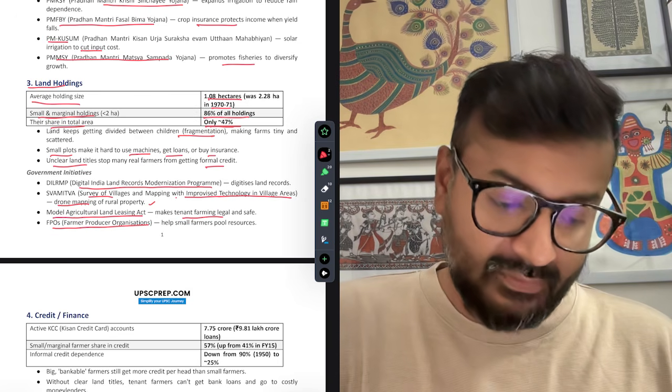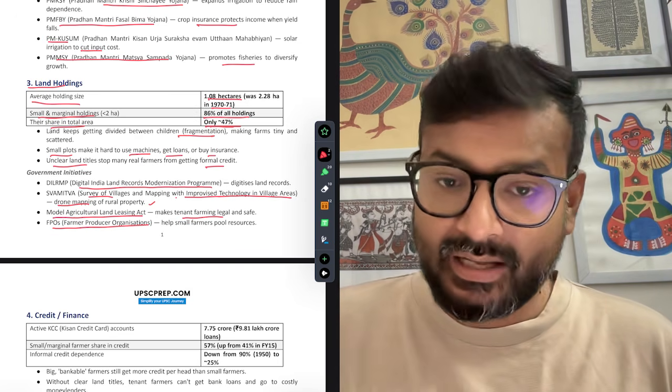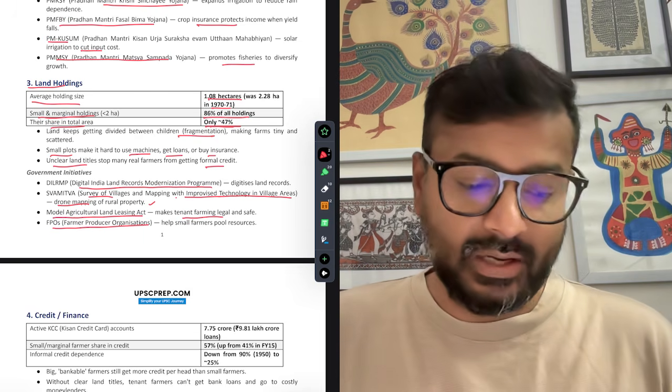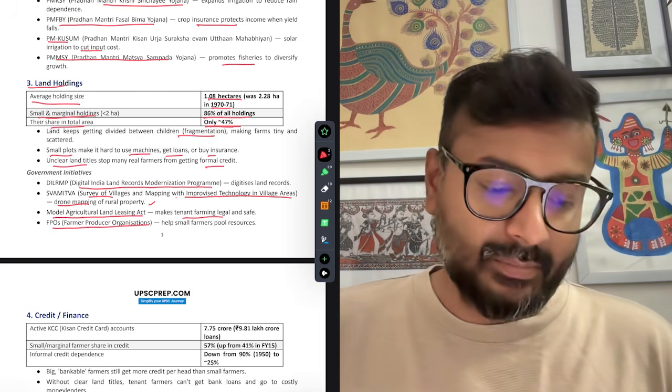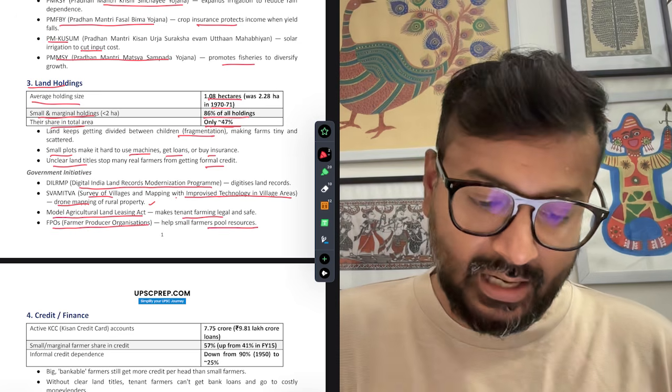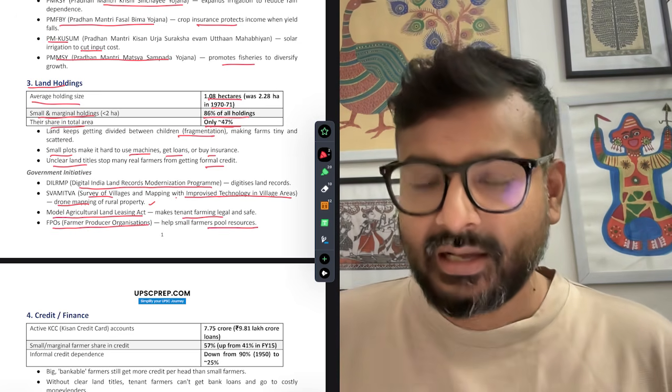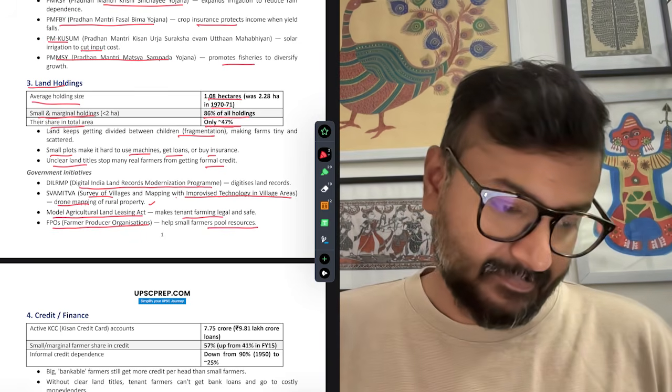Another initiative is the farmer producer organization that the government is encouraging, which means that the farmers can come together and form farmer producer organizations and pool in their resources, so they have better bargaining power and they can better market their products. Okay.